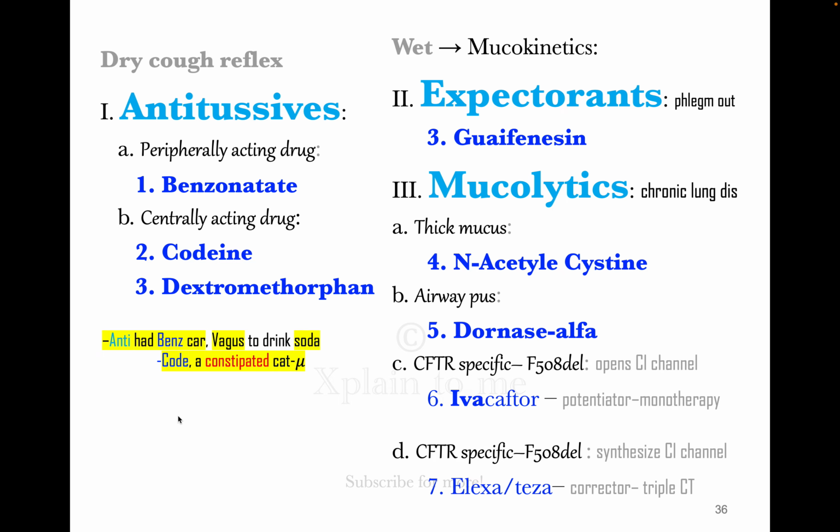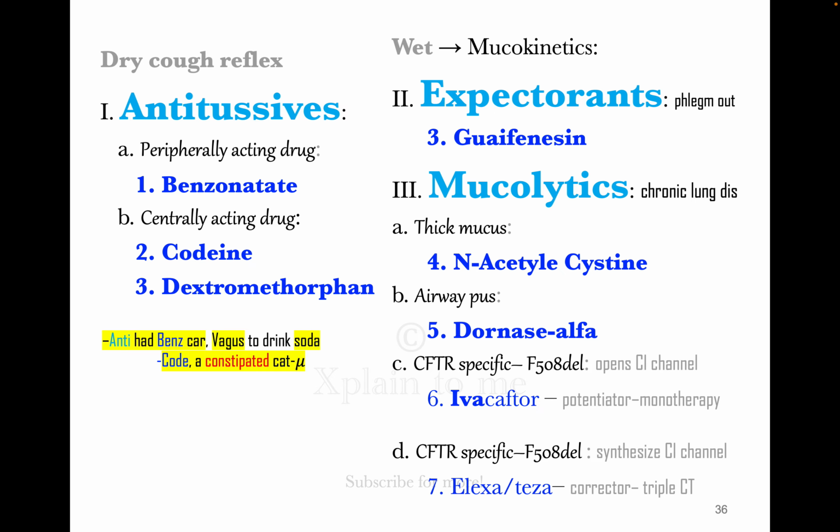Therefore, when you give codeine, it can easily pass through the brain and activate the mu-opioid receptors in the respiratory centers, which in turn suppress the calcium signals and suppress the action potential, and therefore the patient's dry cough can be controlled or regulated.